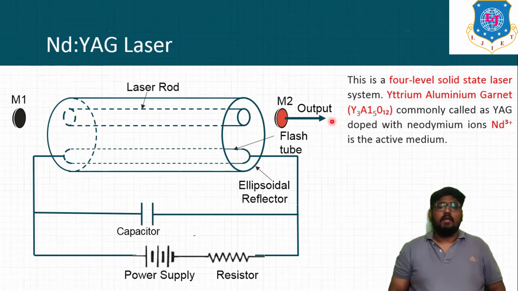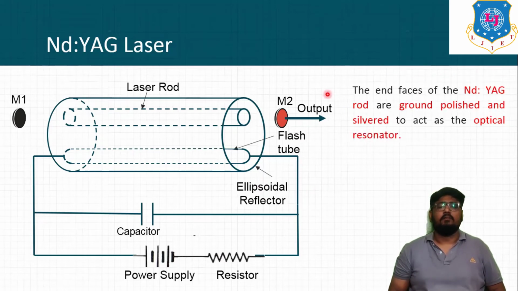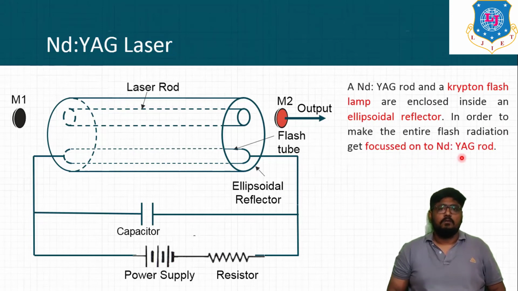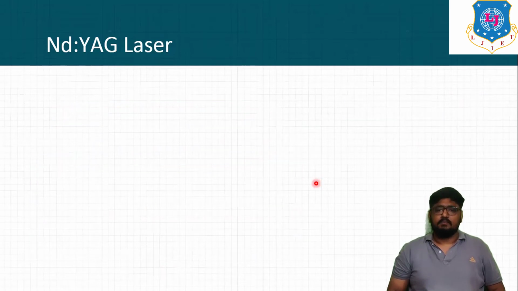Now, the Nd:YAG rod and the krypton flash lamp are enclosed inside an ellipsoidal reflector in order to make the entire flash radiation get focused on the Nd:YAG rod. So this is all about the construction of the Nd:YAG laser. Now we shall move on to the working of the Nd:YAG laser.